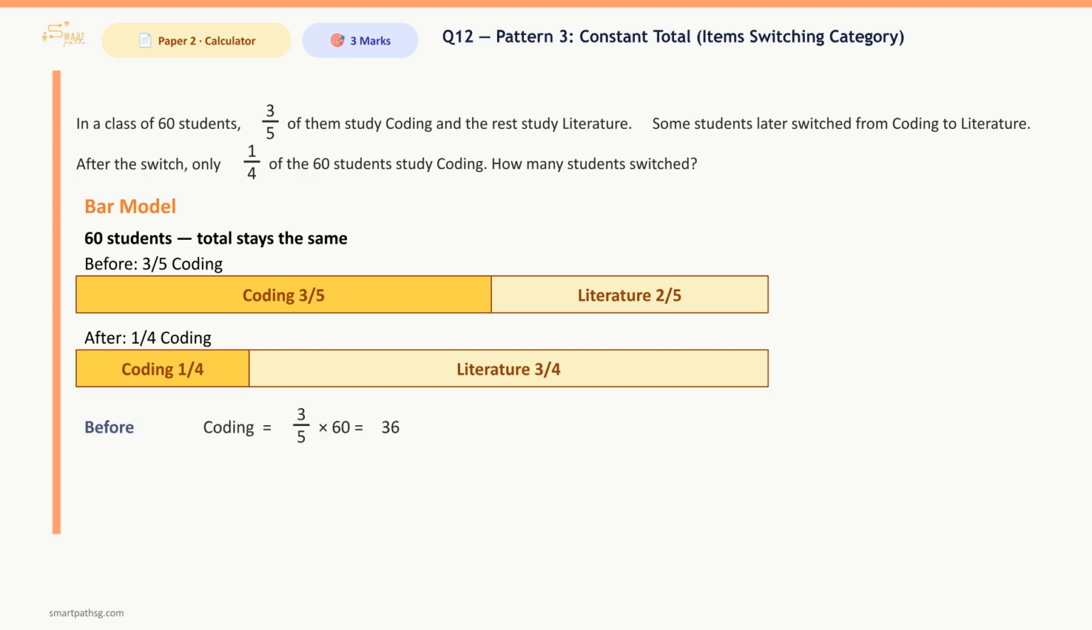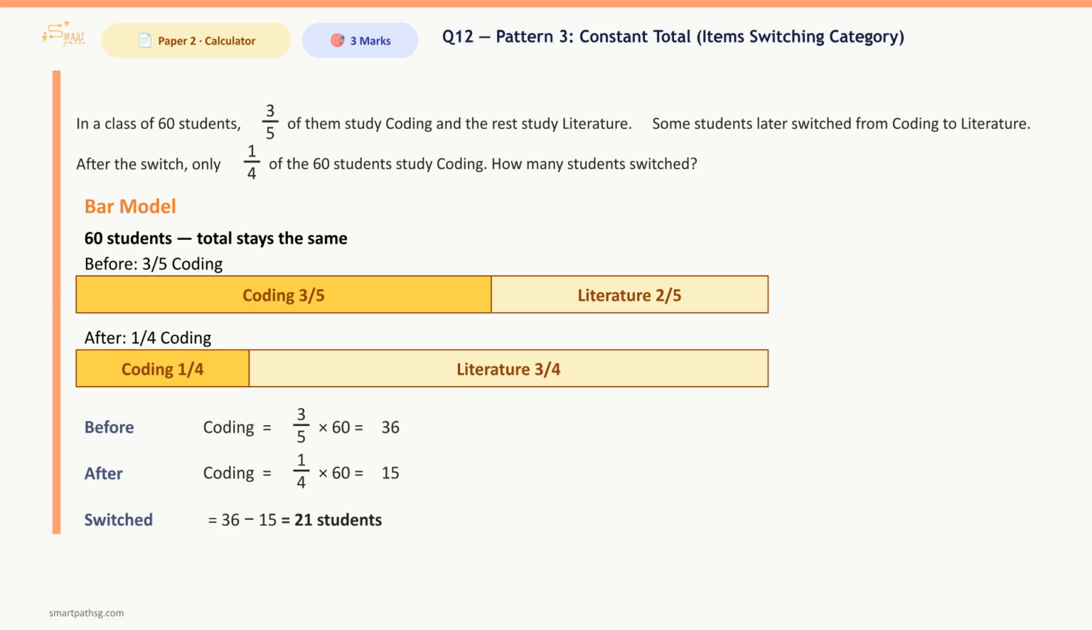Before the switch, 3/5 of the 60 students studied coding. 3/5 times 60 equals 36. After the switch, only 1/4 of the 60 students studied coding. 1/4 times 60 gives us 15. Finally, we just look at the difference. The number of students switched from coding to literature is 36 minus 15, or 21 students.